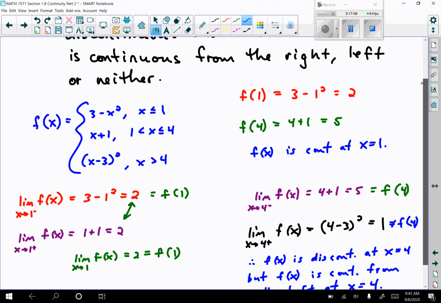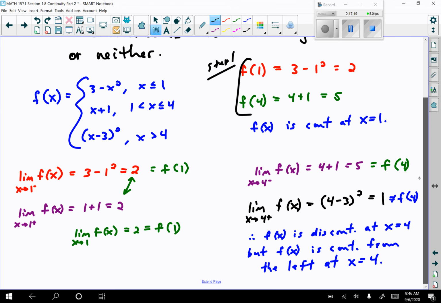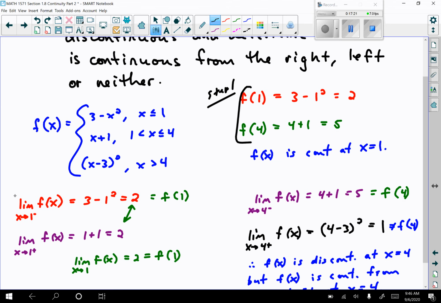All right, but again, we have to go through the definition. First, we want to define f of 1 and f of 4. So this would be step 1, finding these two right here. Next, we took a look at the limit of f of x from either side as x approaches 1, from the left and from the right. We also compared it to f of 1. So even down here, that was equal to f of 1.